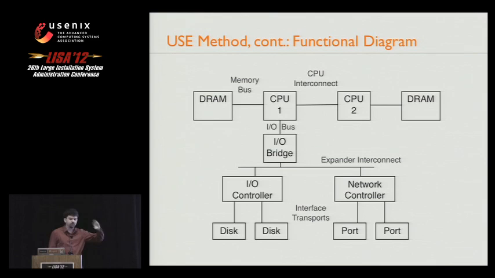So I've just drawn a very simple generic example. And you can follow these diagrams by looking for the data path. Where does data go? This example here is a two-socket example, which has an I/O bridge and then an expanded interconnect, I/O controllers and network controllers, a bit like the Intel frontside bus. So yeah, I would want to check everything. Every box in the data path, and every bus. I want to check the memory bus, the CPU interconnect, the I/O bus, the expanded interconnect, and the interface transports.